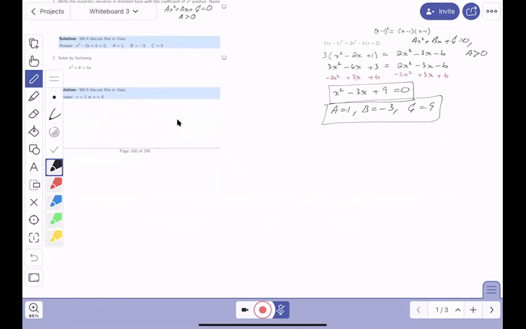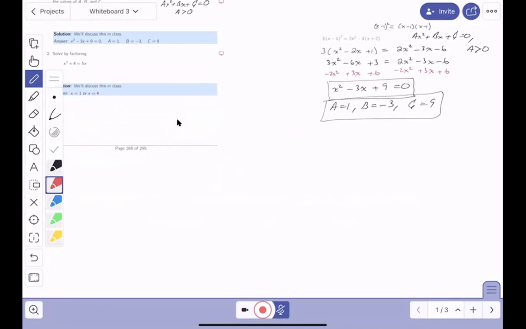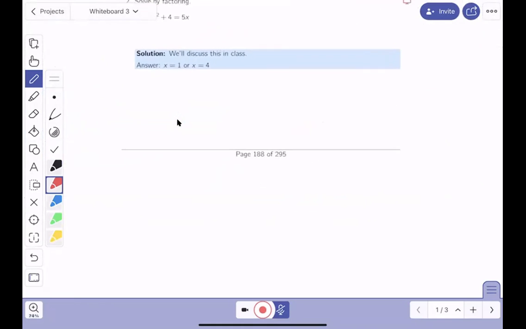All right. So let's see if we got the standard form. And it says x squared minus 3x plus 9 equals 0. She's got that right. They say a is 1, b is minus 3, and c is 9. I'm feeling really good about that now. Let's go to the next one.